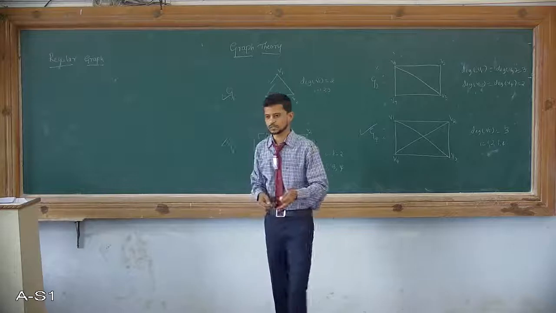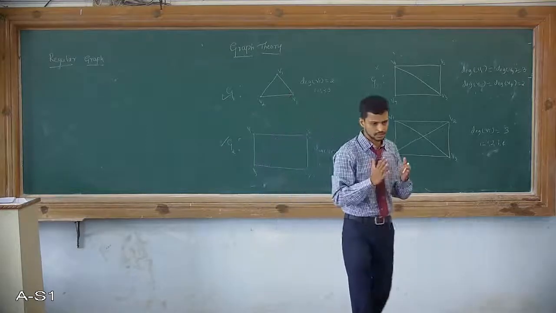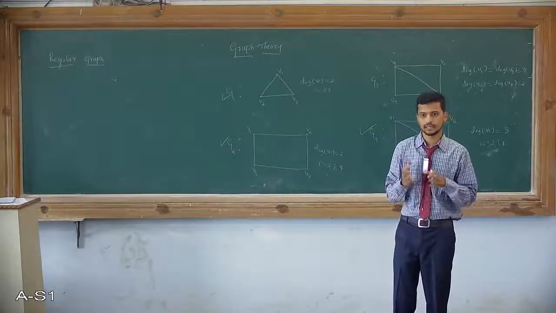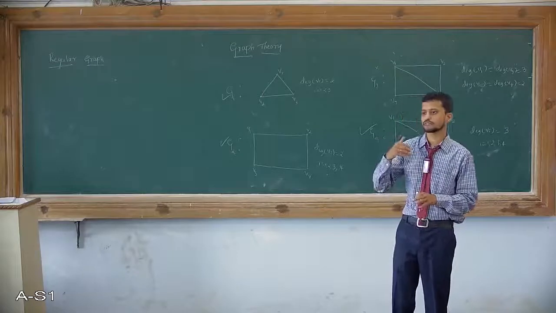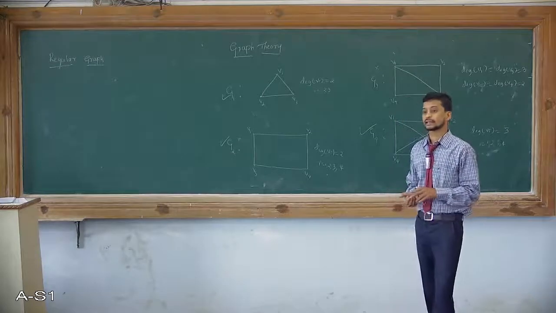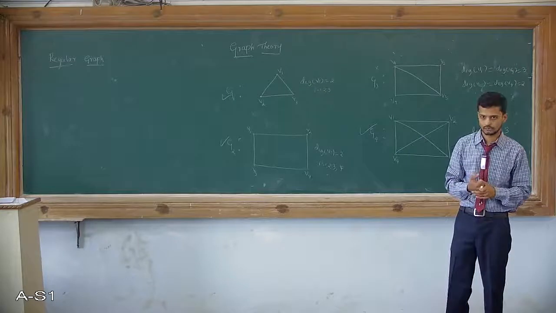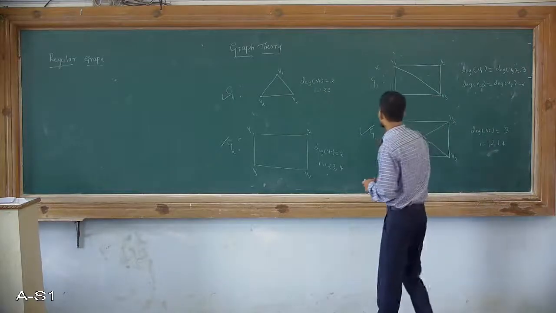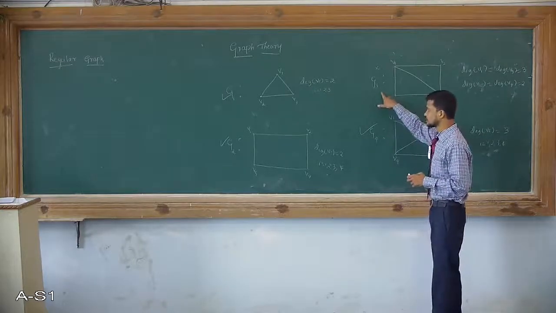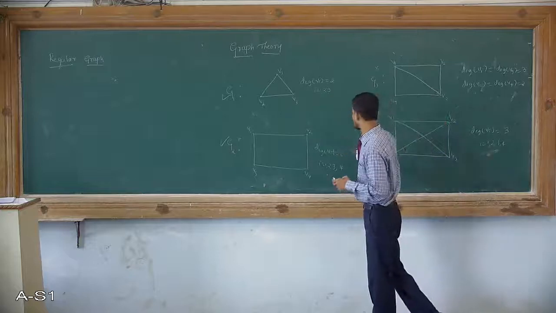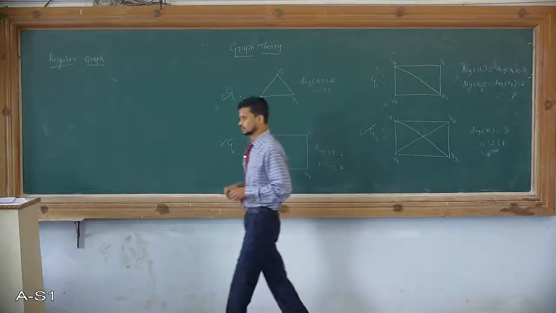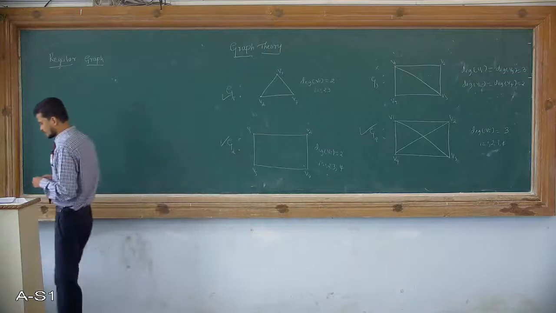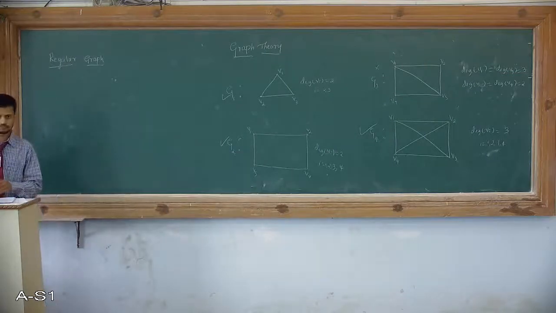I will repeat it once again. If you observe this kind of property in any graph, in other words, degree of each vertex is the same, then that kind of graph is said to be a regular graph. Here G3 is not a regular graph. G1, G2, G4 are said to be regular graphs. So now we will define the theoretical definition of a regular graph.